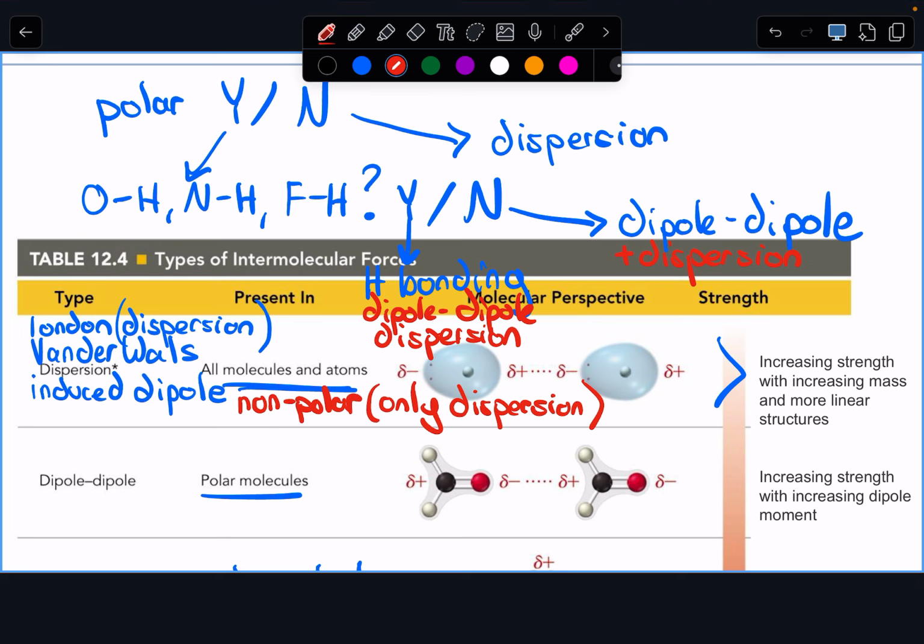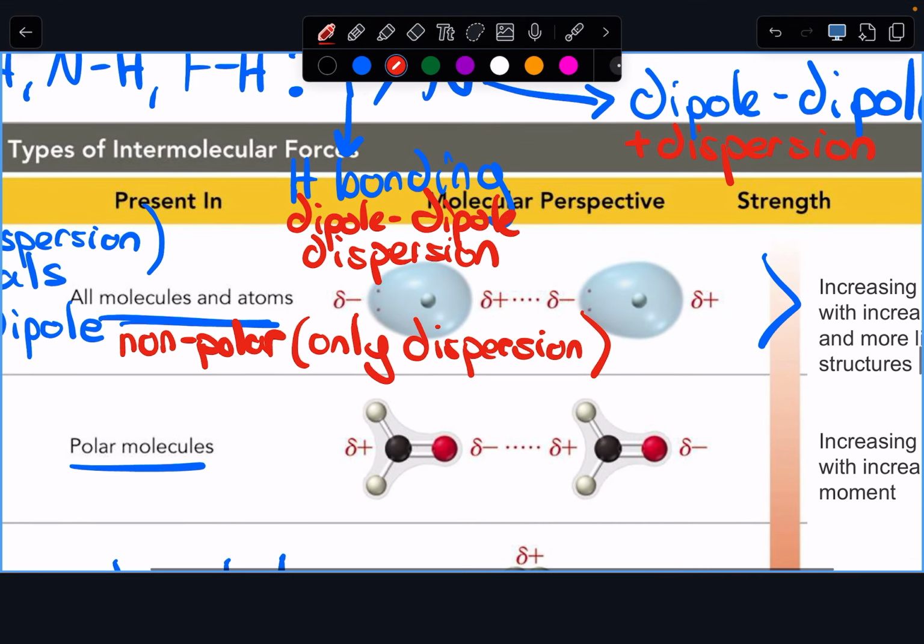So why does the hydrogen make it so much stronger? Yep, we're getting there. Okay, so we've categorized them. We've said which is stronger than the other. We've talked a little bit about how to predict them. So let's talk about why dispersion is weaker and why hydrogen bonding is so much stronger.